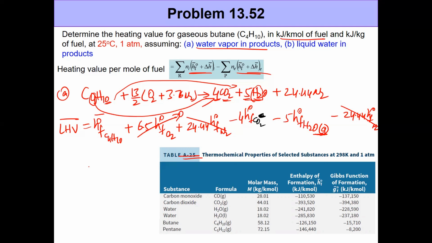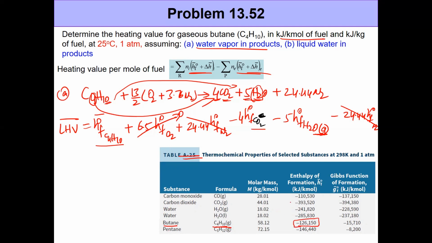What we are left with is the remaining terms, right? We just need to get the enthalpy of formation of the fuel, butane. We need to get the enthalpy of formation of CO2, and we need to get the enthalpy of formation of water in the vapor form. Okay, so let's look at the fuel. The fuel is butane, right? C4H10. So this is the enthalpy of formation that we're looking at.